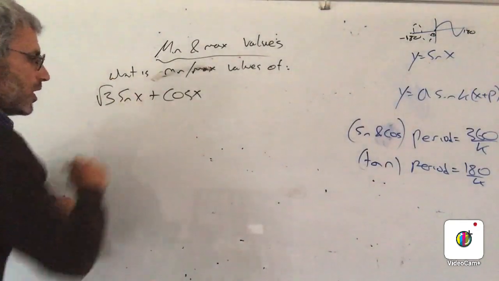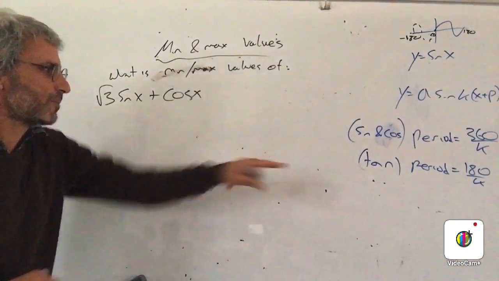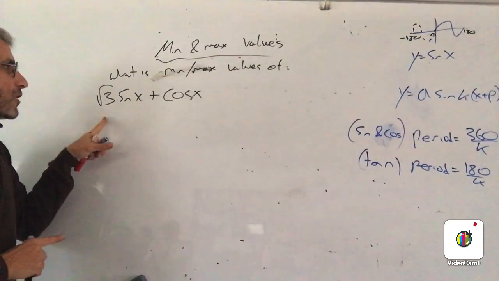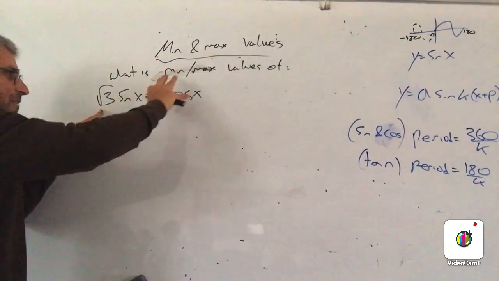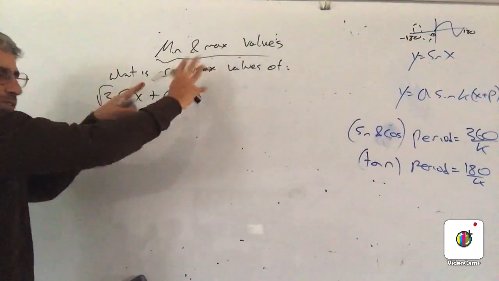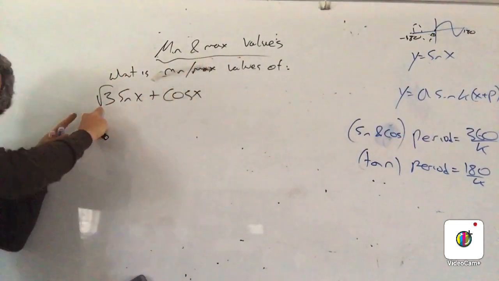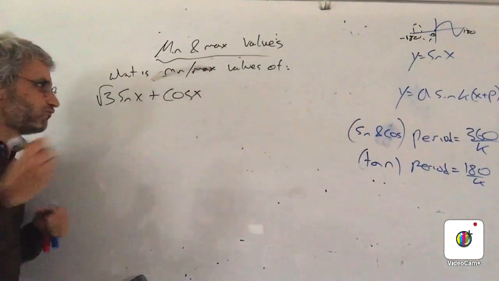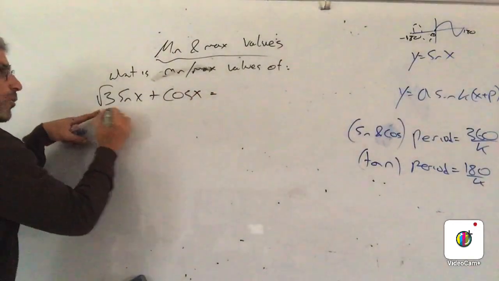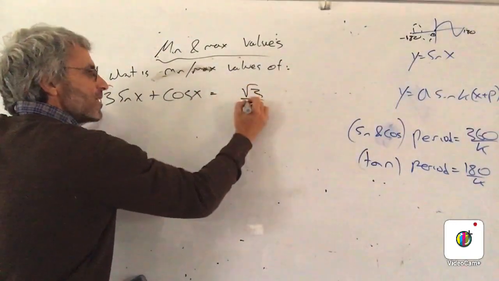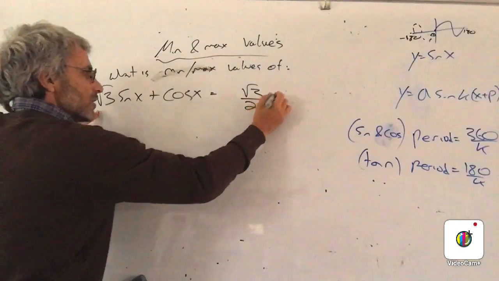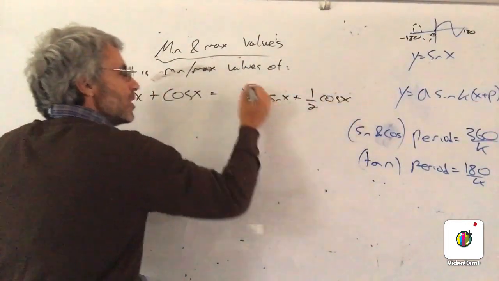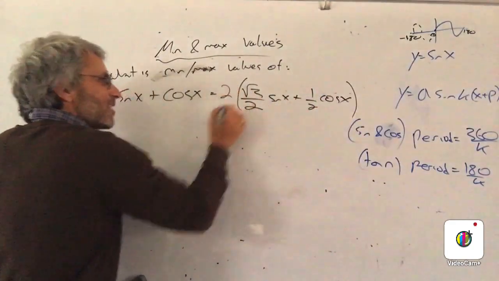Now I'm going to do this one because I didn't do something similar in the last question. Again, what is the minimum and maximum of this function? When we have a sine and a cosine with a number, you're going to think about special angles. So we want to turn that into square root 3 over 2 sine x plus half cosine x, but that means we need to multiply the whole thing by 2.